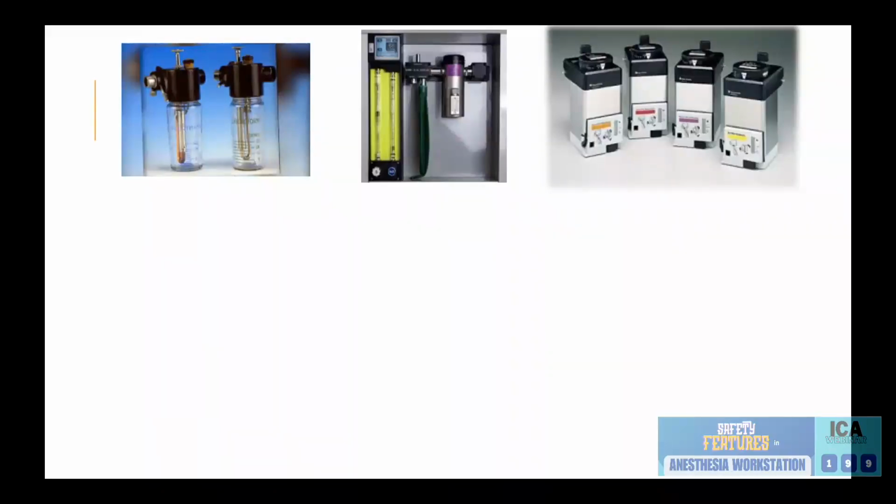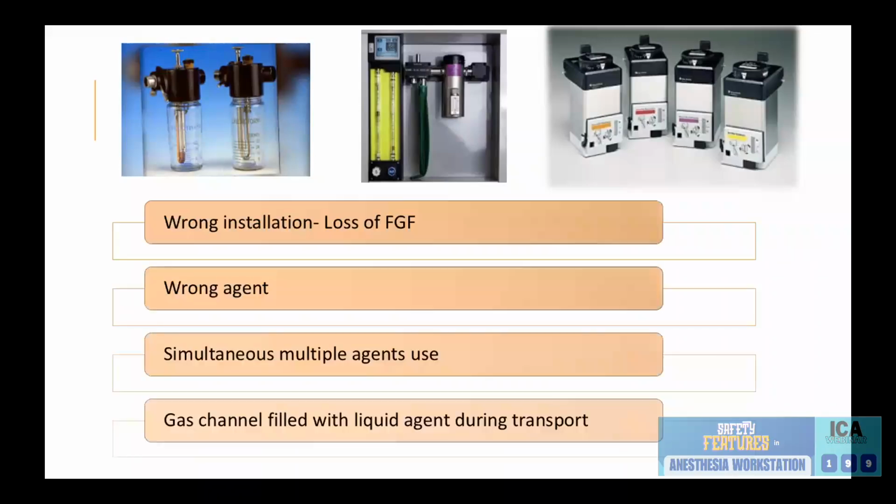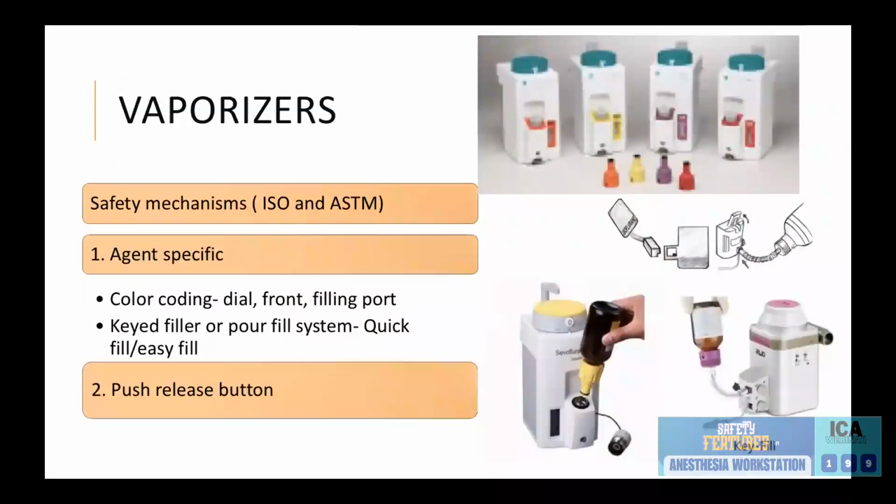That is why all these modifications have been made. In fact, if you install it wrongly, it can lead to loss of fresh gas flow. If you give a wrong agent, if you're simultaneously using multiple agents, or if you tip the vaporizer, the gas channel fills with liquid agent during transport, and you can end up overdosing the patient with the anesthetic agent. So to prevent this, various safety mechanisms are proposed.